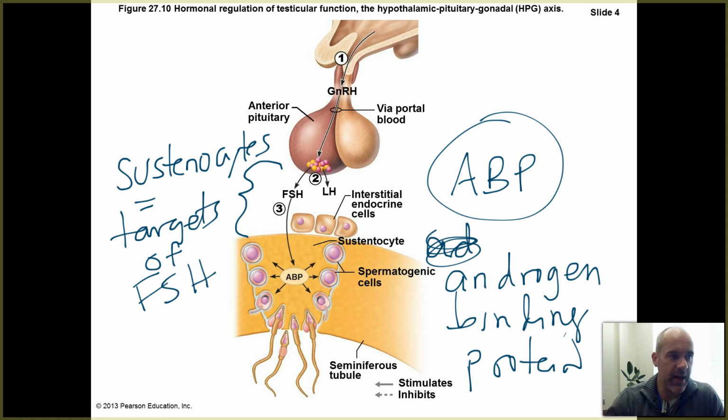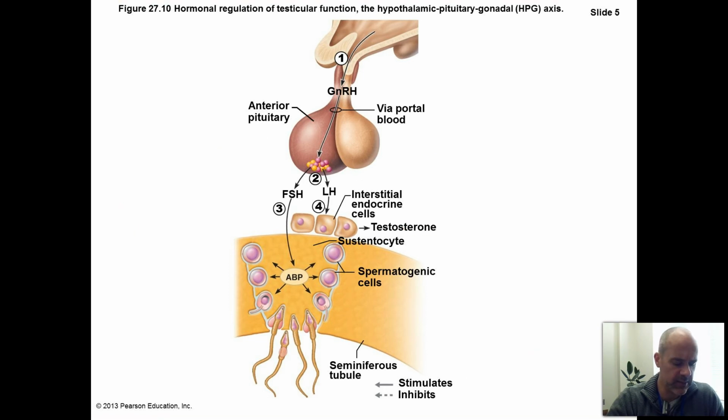ABP binds androgens, testosterone. Androgens are male sex hormones. Testosterone is a male sex hormone. And so ABP is a protein that localizes within the walls of the seminiferous tubules, and it's going to wind up binding or concentrating testosterone down within the walls of those tubules. And by doing that, it's going to stimulate spermatogenesis.